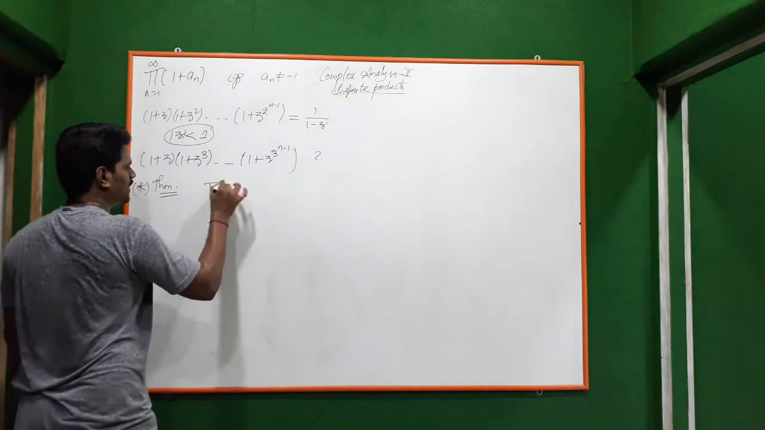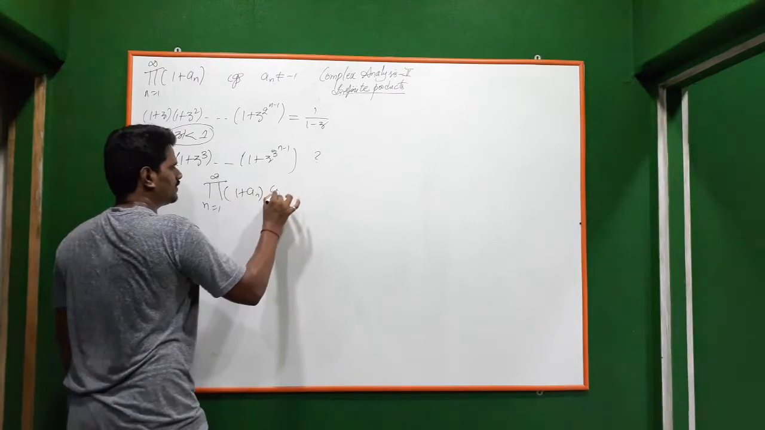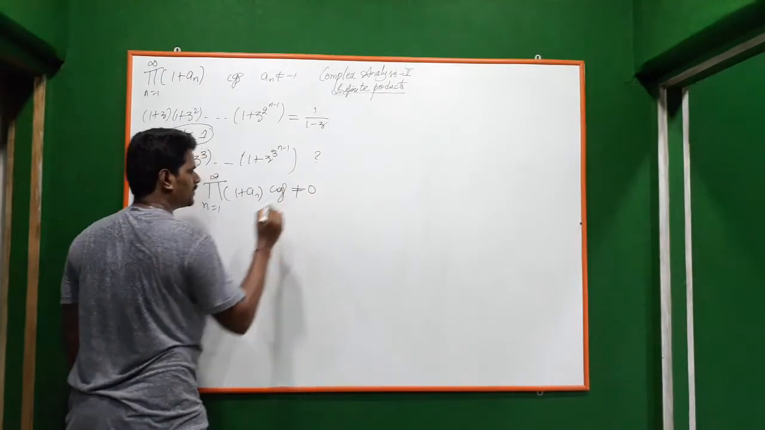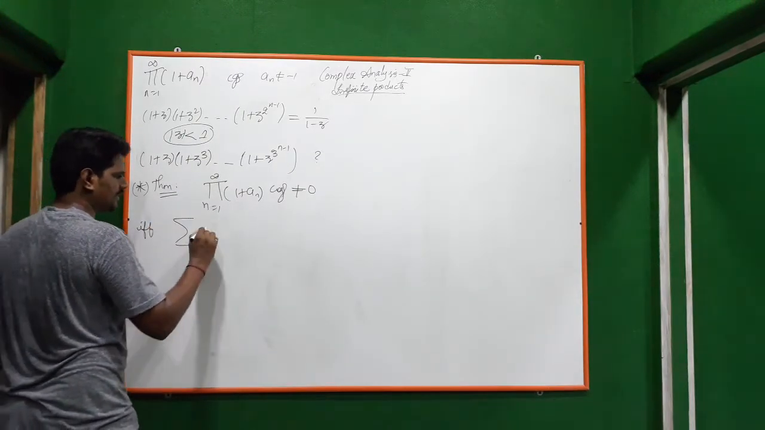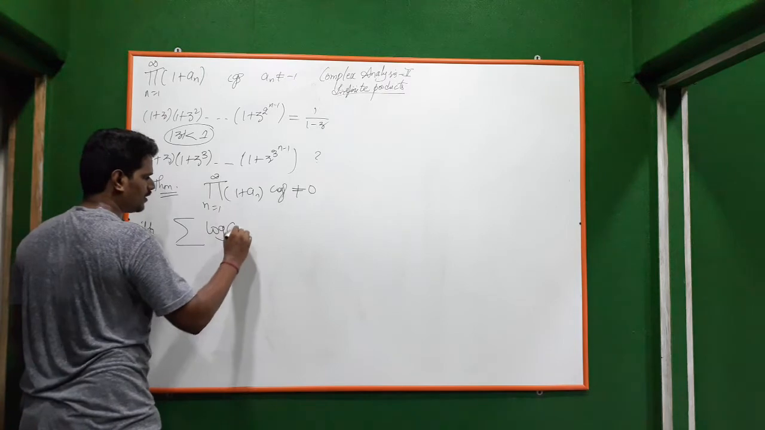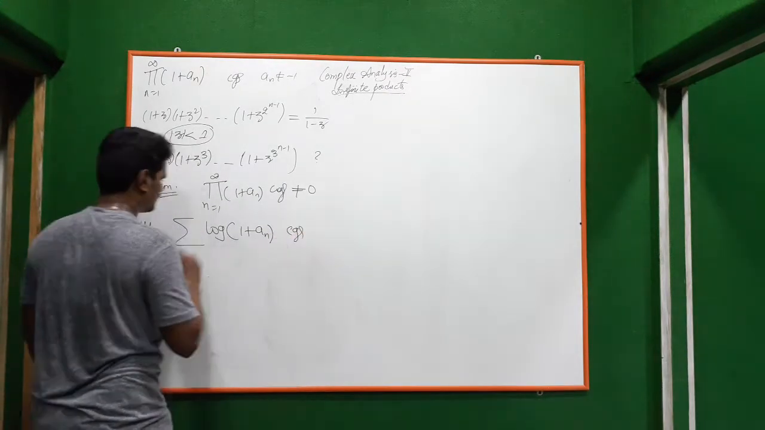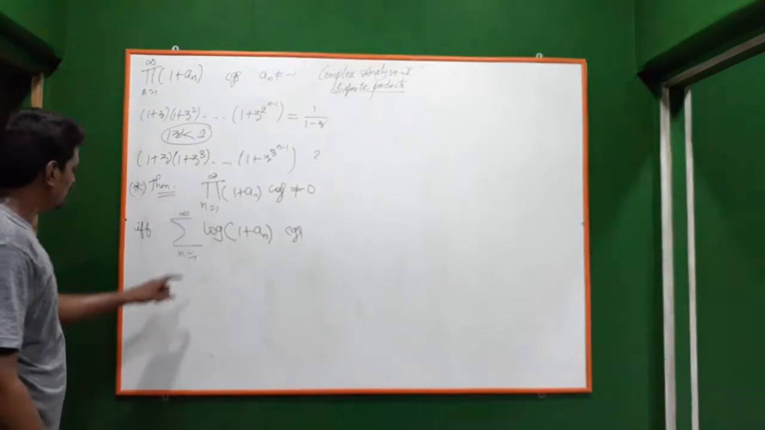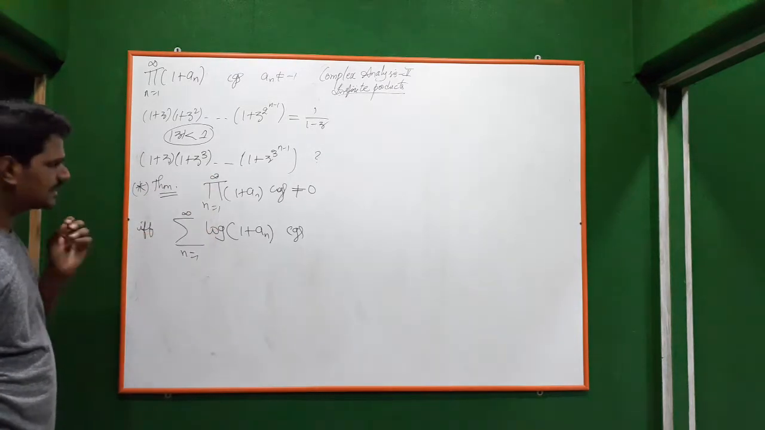So we have the product n from 1 to infinity of 1 plus an. This converges to a non-zero element if and only if the series log of 1 plus an converges. This is the normal logarithm. So this product converges if and only if this series converges.